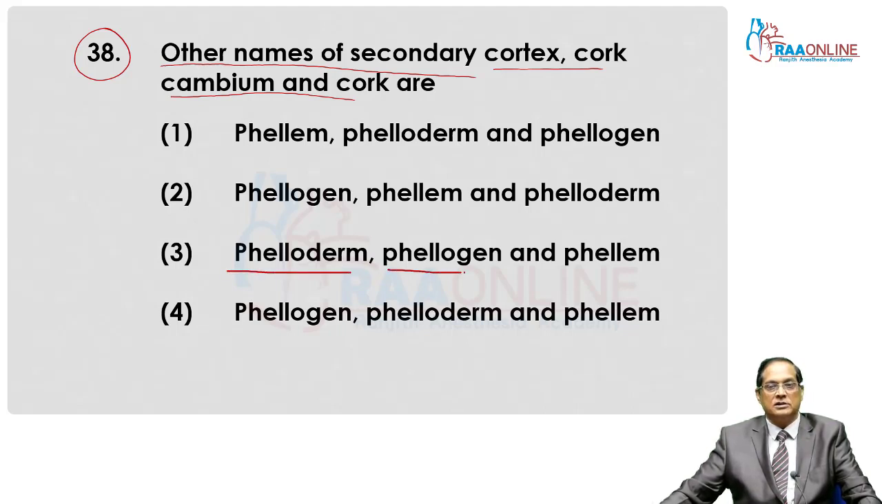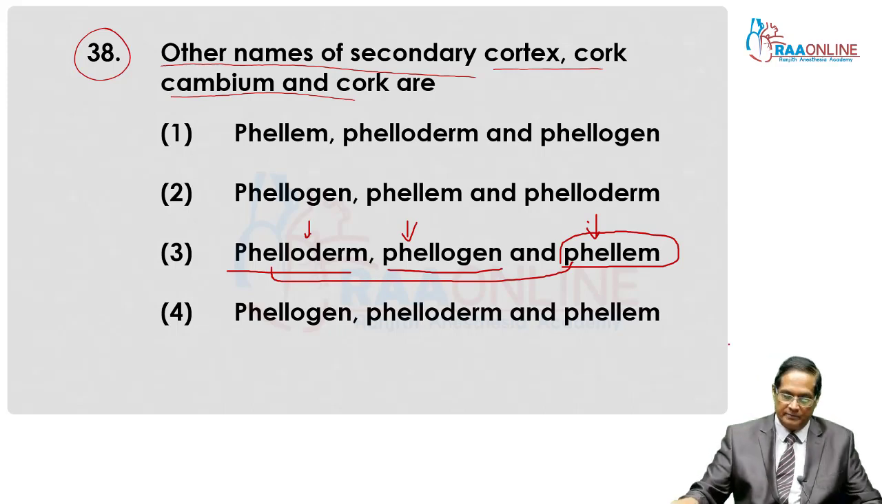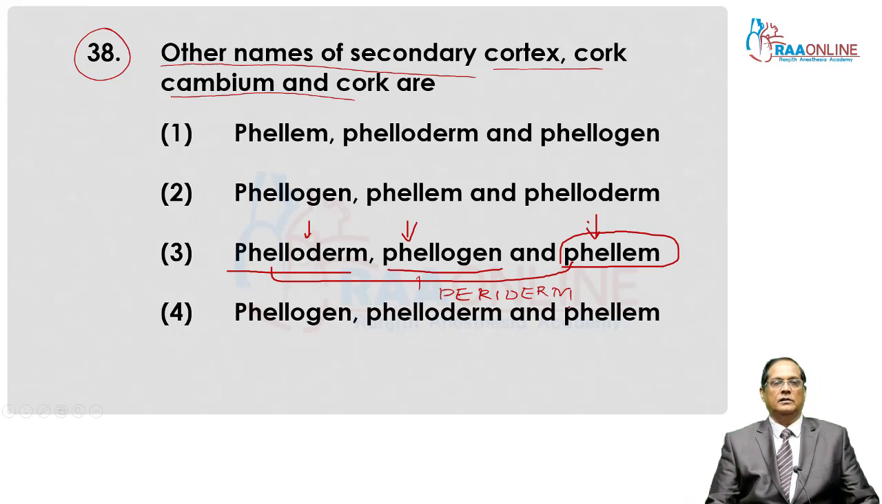Then cork cambium is called phellogen, and the outermost dead tissue, that is cork, is known as phellem. Cork cambium is phellogen, secondary cortex is phelloderm, and cork is known as phellem. All these three collectively constitute periderm. So, question number 38 is now over.